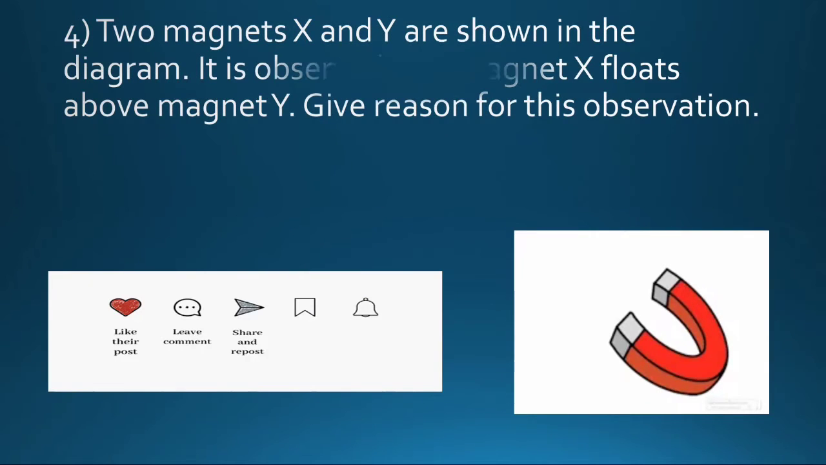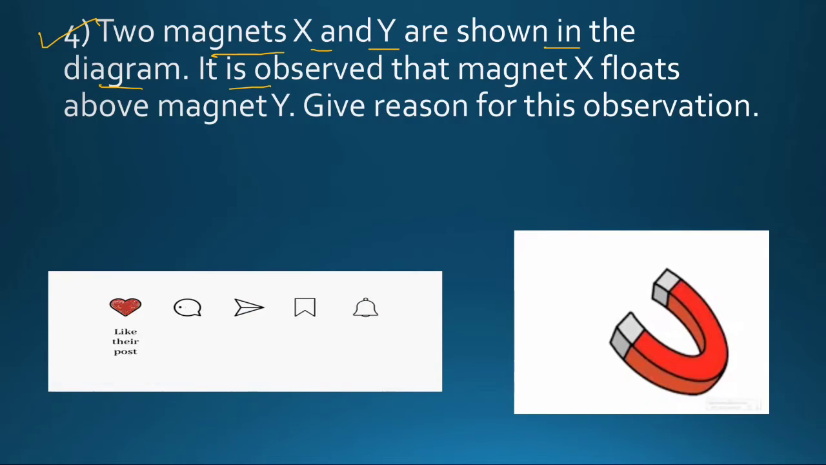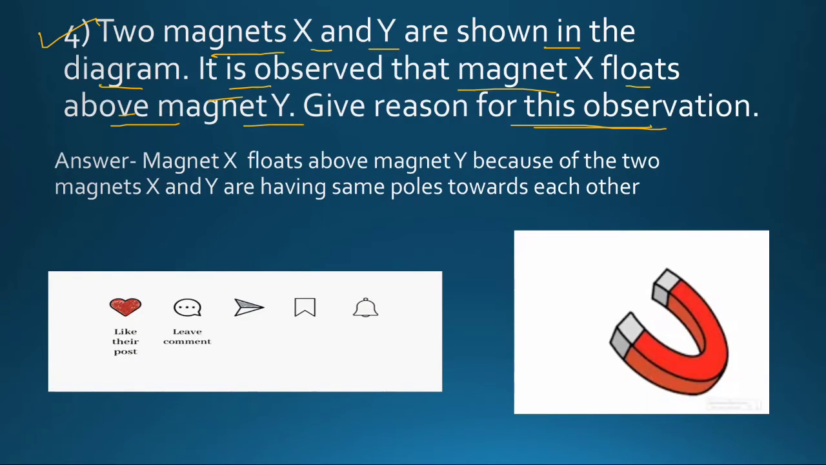Question number 4. Two magnets X and Y are shown in the diagram. It is observed that magnet X floats above magnet Y. Give reason for this observation. Answer. Magnet X floats above magnet Y because the two magnets X and Y have the same poles facing each other.